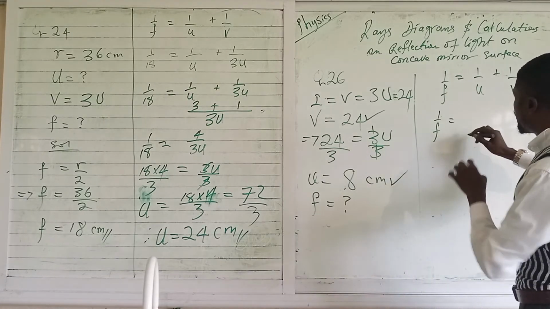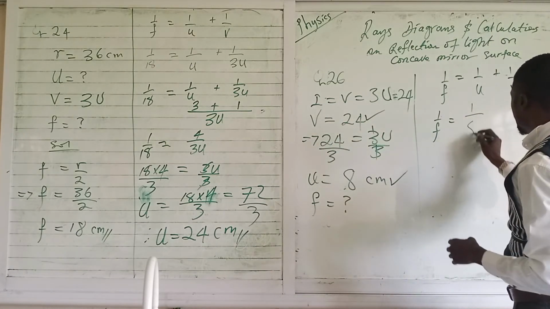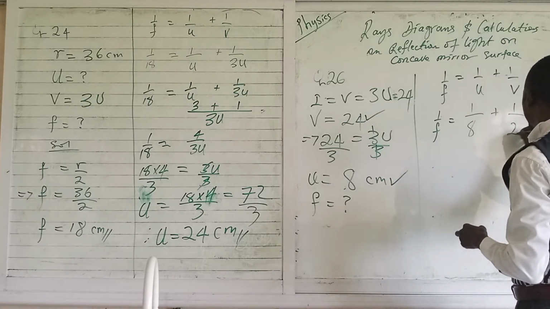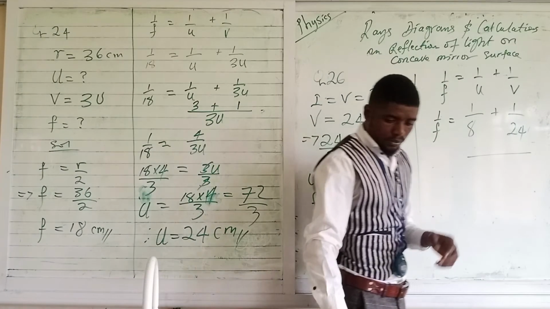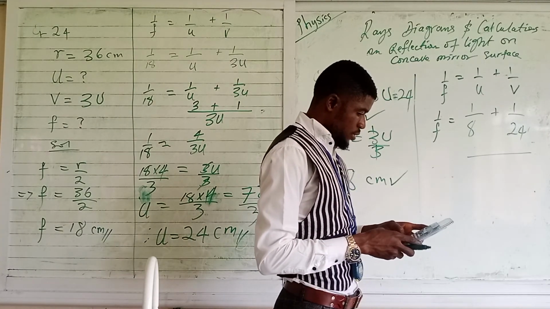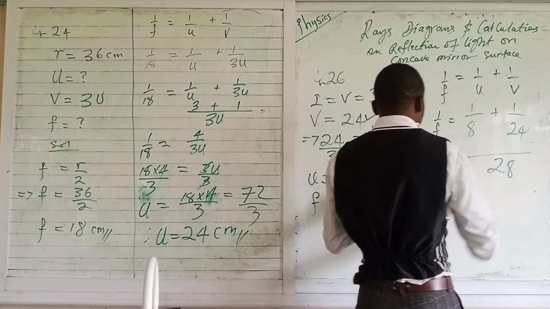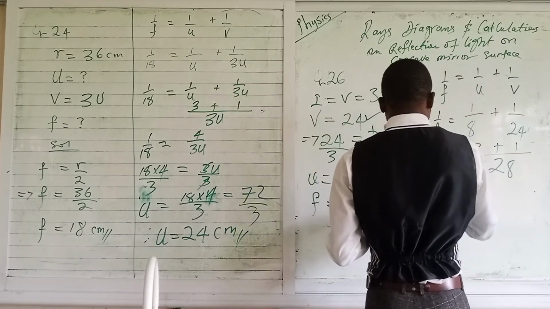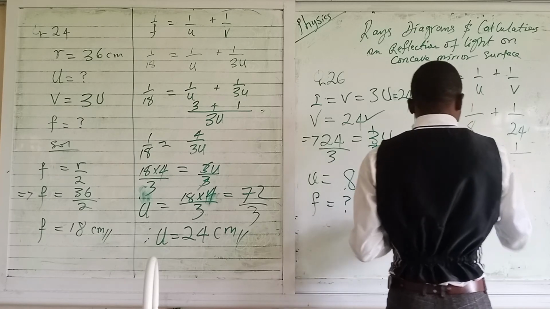So 1 over f is given as 1 all over u, your u is 8 from this analysis, and 1 all over v, your v is 24. So you take the LCM, 24. 24 into 8 will give you 3. And 24 into 24 will give you 1. So you have 1 all over f is equal to 4 divided by 24.